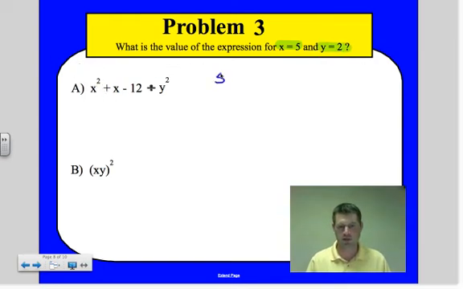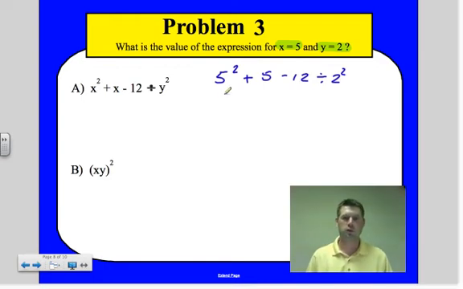We're going to plug in this 5. It's being squared. Okay, it was x. There's our quantity for x. It's being squared. We're going to add that with another 5. And then we're going to subtract 12 and divide that by the y, which was 2, which is being squared.